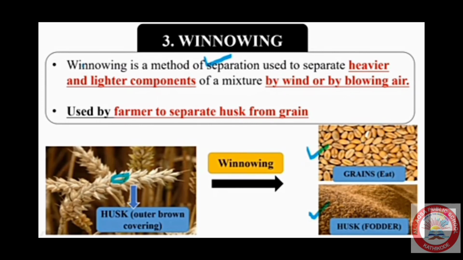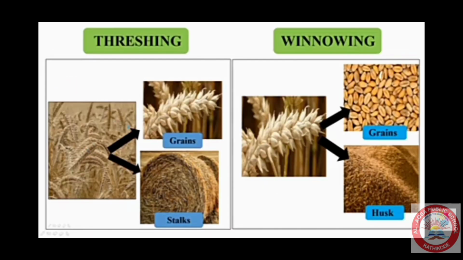So winnowing is used by farmers to separate husk from grain. Let us compare threshing and winnowing. Both are connected with grains. Threshing is the process of separating grains from stalks, but winnowing is the process of removing husk from grains by the help of wind or by blowing air.